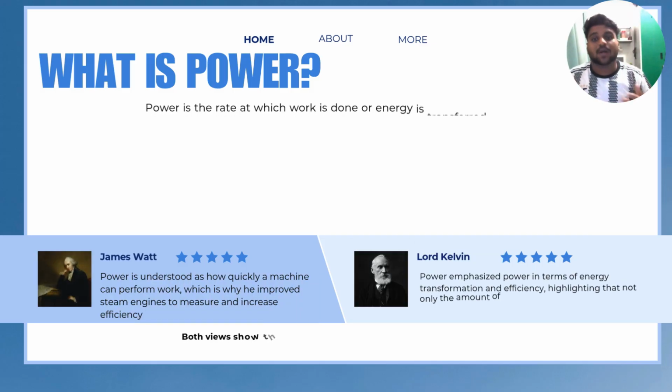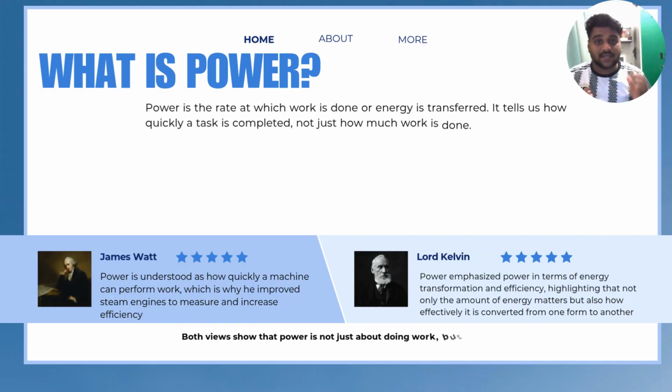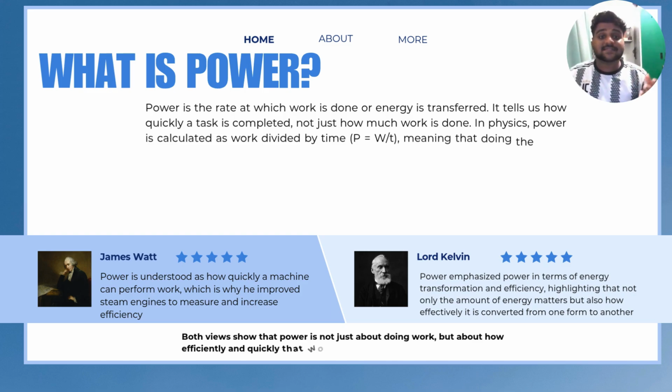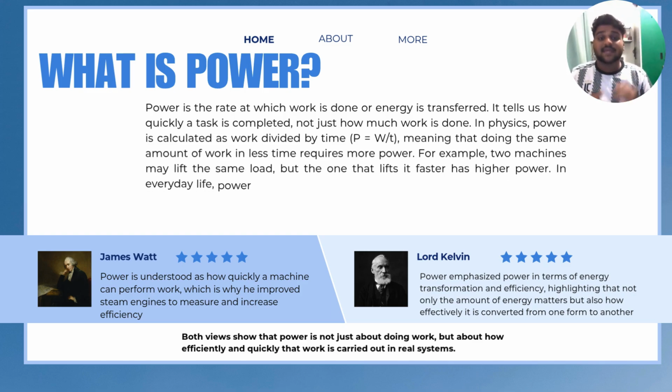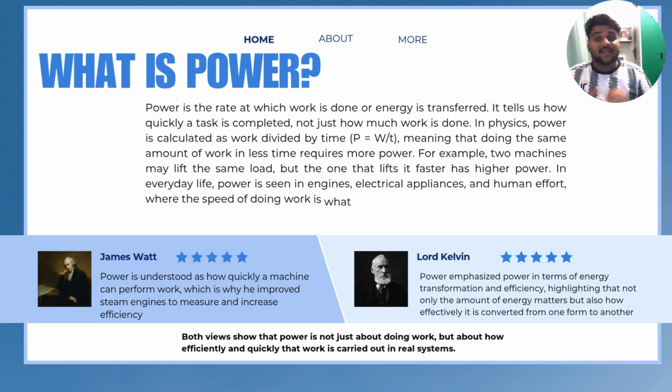So, what is power? Power is the rate at which work is done or energy is transferred. It tells us how quickly a task is completed, not just how much work is done. In physics, power is calculated as work divided by time. P equals work over time, meaning that doing the same amount of work in less time requires more power. For example, two machines may lift the same load, but the one that lifts it faster has higher power. In everyday life, it is seen in engines, electrical appliances, and human effort, where the speed of doing work is what makes power important.